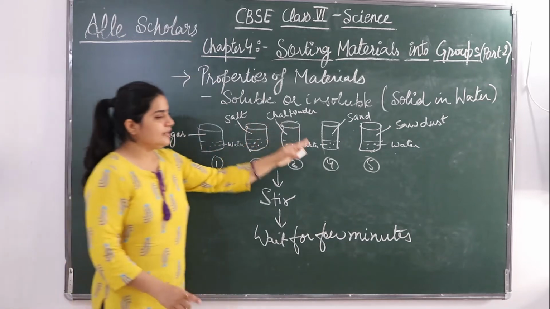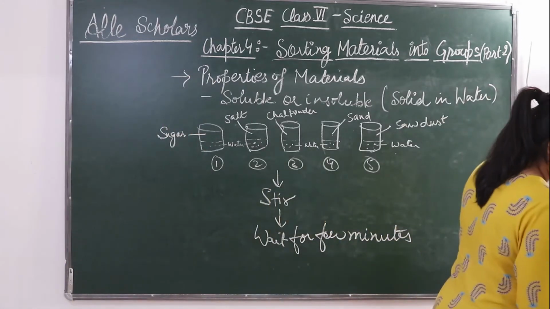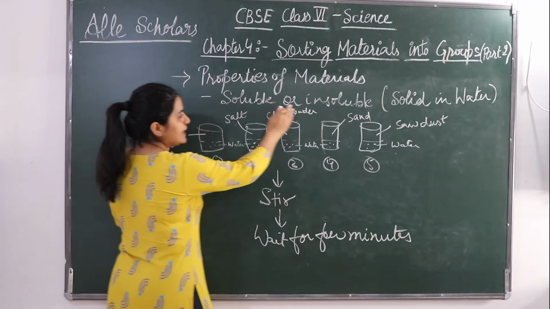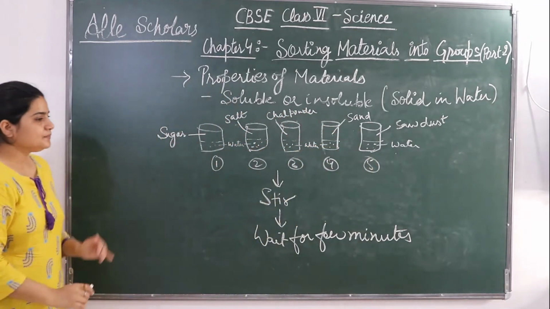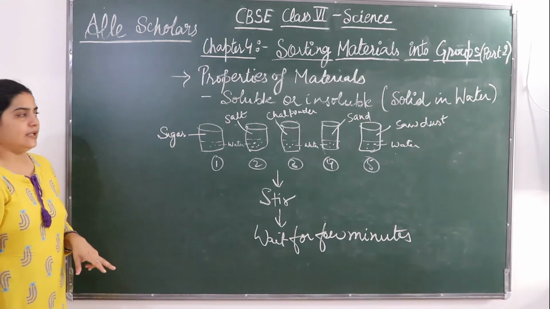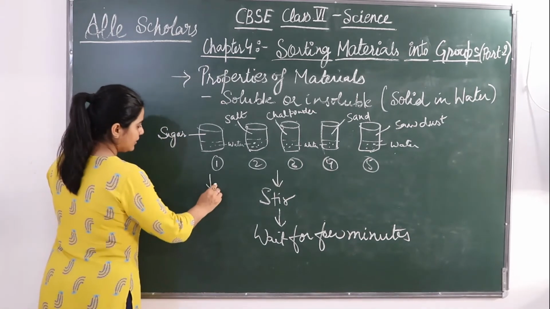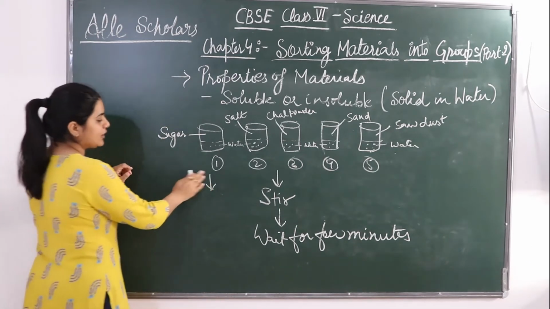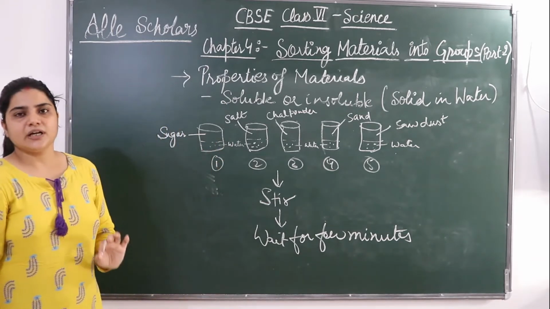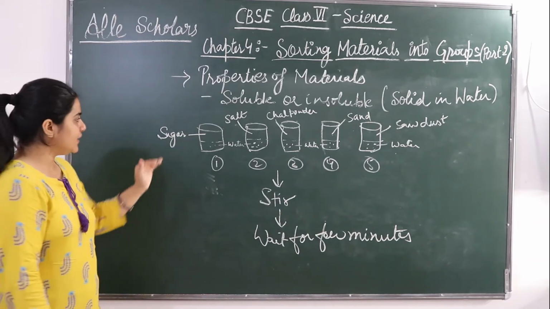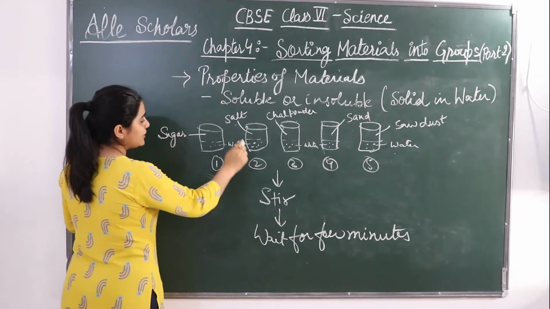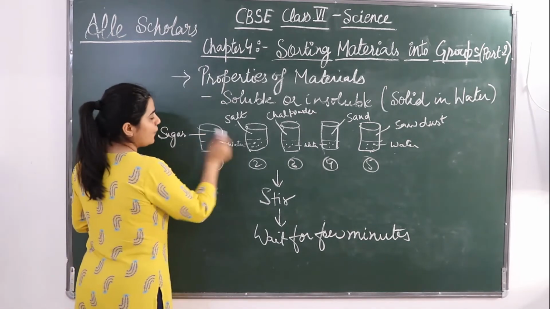Now we will see what the results are going to be. What is going to happen with the substances? We have mixed solid substances in the water. Now this sugar is going to disappear completely in water, which means it is going to dissolve fully. Salt is also going to disappear completely, which means it is going to dissolve in the water. It means that sugar and salt are soluble in water.